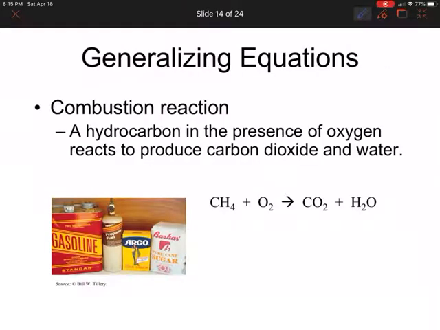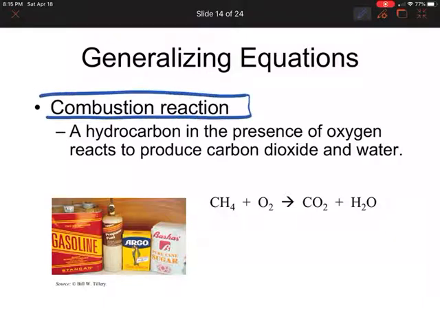All right. So generalizing equations. This is just showing you how to determine what type of equation it is. Whenever you have a combustion reaction, it should seem like something is having a little bit of an explosion, and that is what it is. Whenever you're producing any kind of combustion reaction, you're having a kind of explosion. Not in a huge sense.